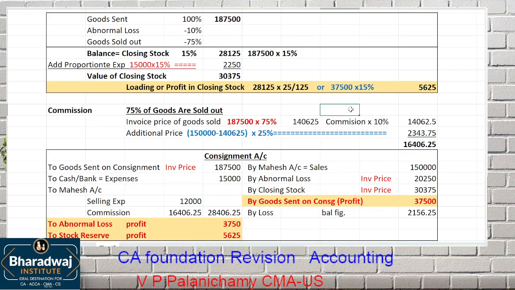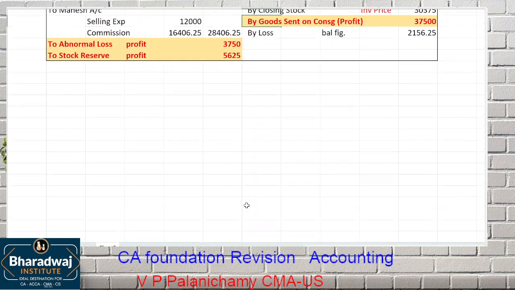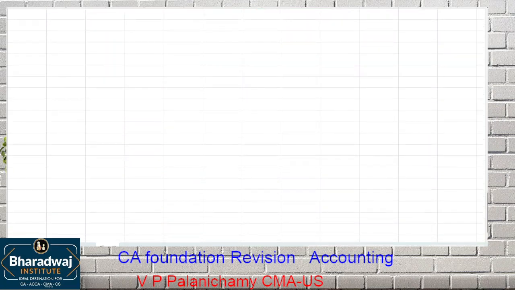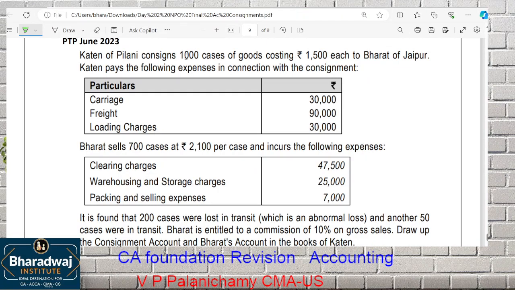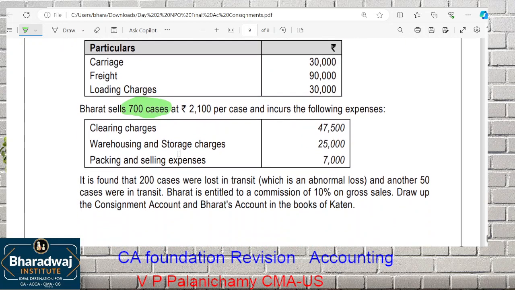Shall we? Look at the next question. How many cases are sent? 1000 cases are sent, 1500 rupees each. All these expenses are incurred. 700 cases are sold. 700 cases are sold at what? 2100. Wait, please note, this is most important. 200 cases are lost in transit. That is abnormal loss.